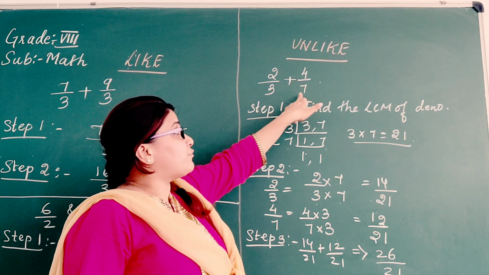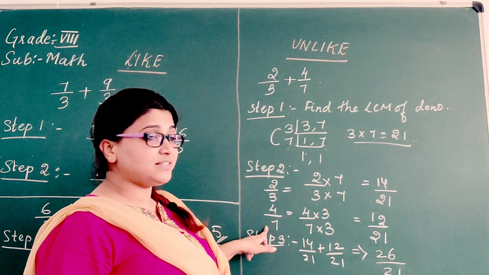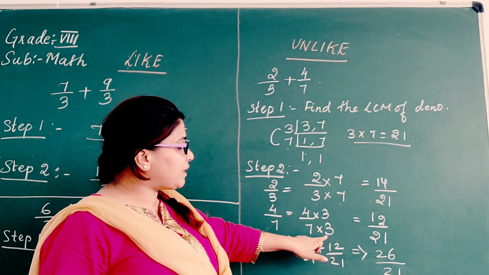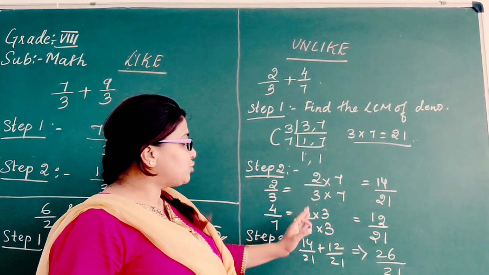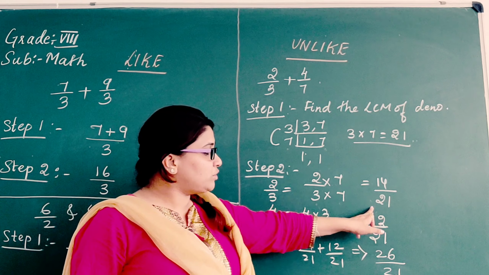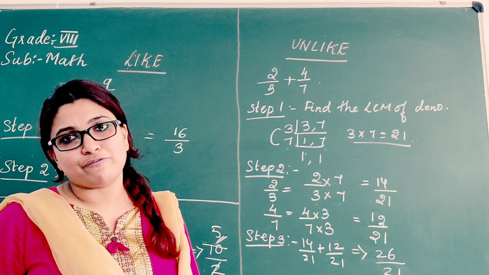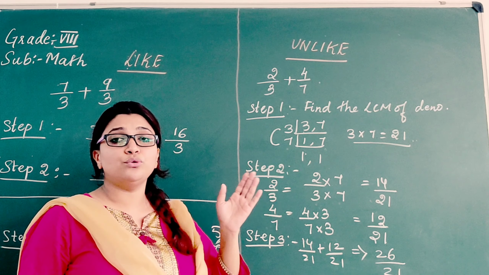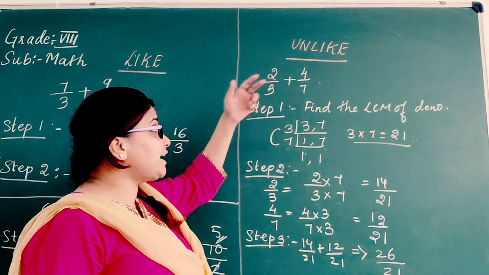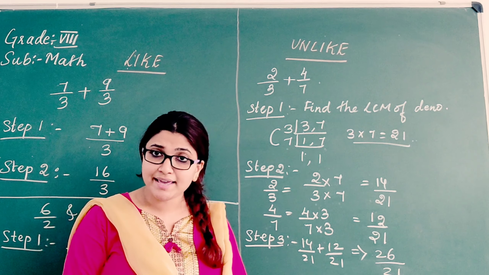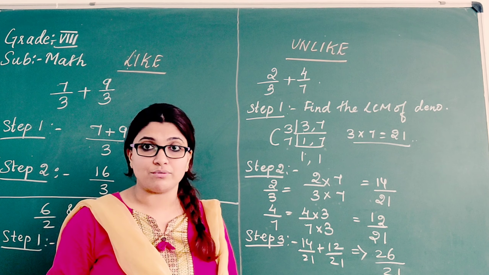Next take the next number 4 by 7. Now my denominator is 7. 7 what are 21? 7 3s are 21. So again you multiply by 3 and divide by 3. So I have got this. Now both the denominators are the same. Add my numerators and reduce it in the simplest form. So this is how you actually add the unlike fractions. The same thing is also for how you subtract the unlike fractions. I hope you understood now.